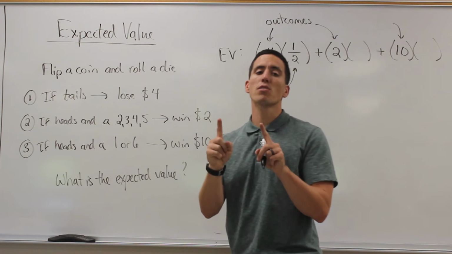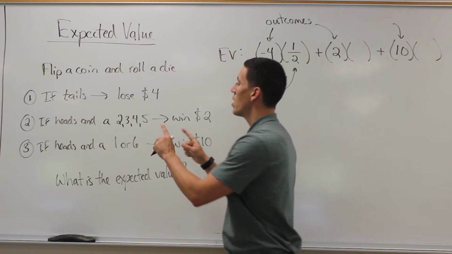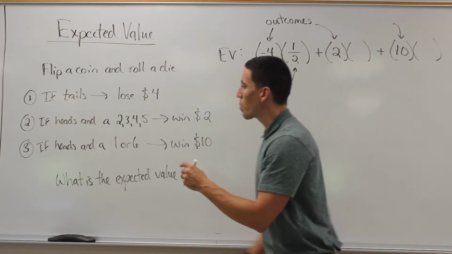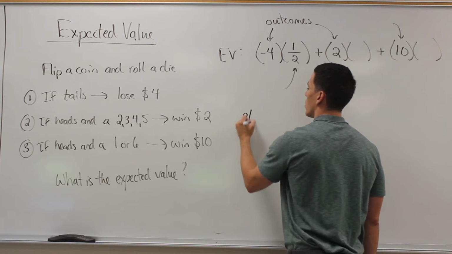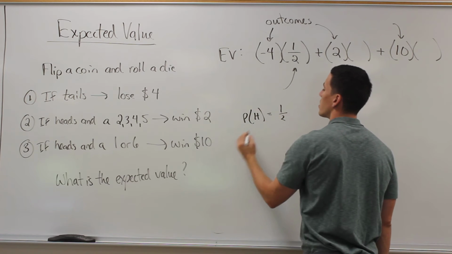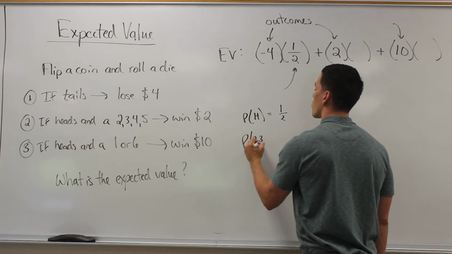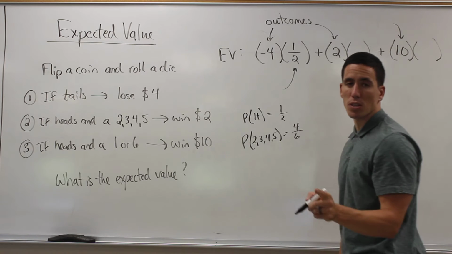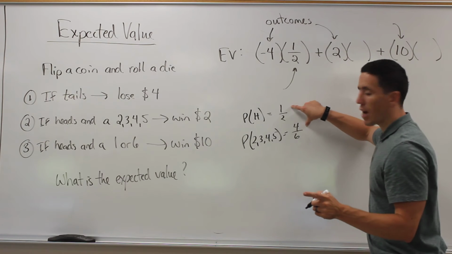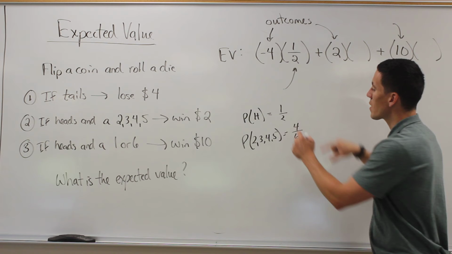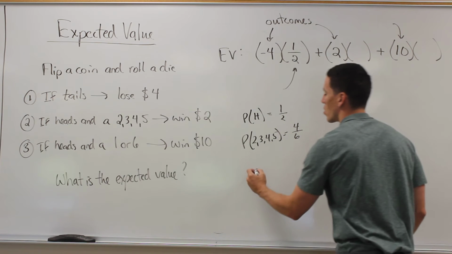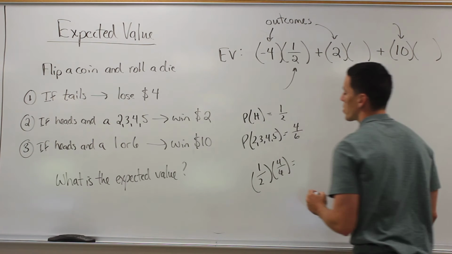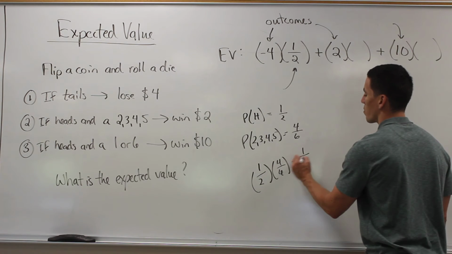Now, because we have two things going on here, we first identify, are they independent or dependent? In this case, they're independent. So the probability of heads is equal to 1/2. That's easy enough. And the probability of a 2, 3, 4, or 5 is 4 out of 6. That's also easy enough. Do not make the mistake of adding these two numbers. The probability that both this and this occur is the multiplication of these two numbers, which turns out to be 4/12 or simplified 1/3.